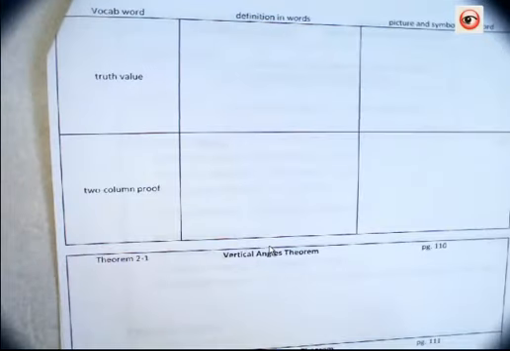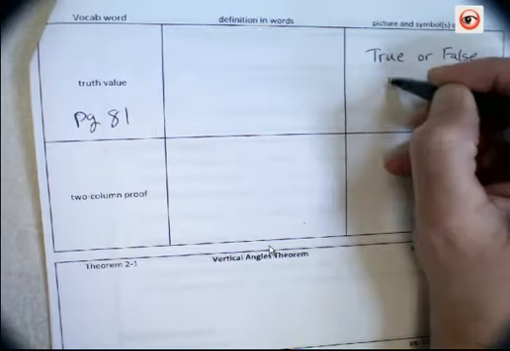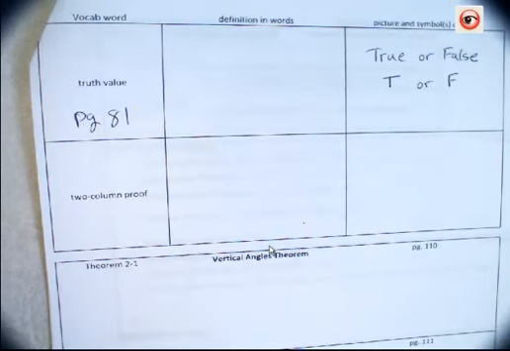All right, a truth value. The definition of truth value is found on page 81. Truth value basically means true or false, which we write T or F. So when it says provide the truth value, you've got to say, is it true or is it false? And if it's false, you always have to provide a counterexample to show why it's false, just so you know.